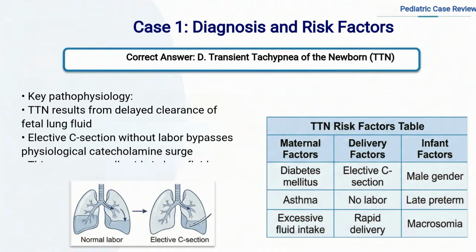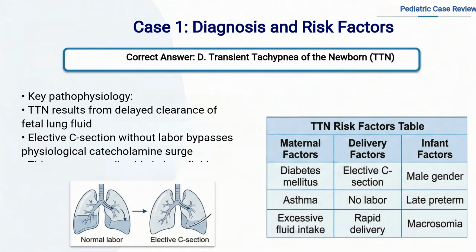The key pathophysiology here is delayed clearance of fetal lung fluid. During normal labor, a catecholamine surge activates epithelial sodium channels in the lung, switching the alveolar epithelium from fluid secretion to active fluid reabsorption. Elective cesarean section without labor bypasses this critical surge, leaving residual fluid in the alveoli after birth. Regarding risk factors, maternal factors include diabetes and asthma.